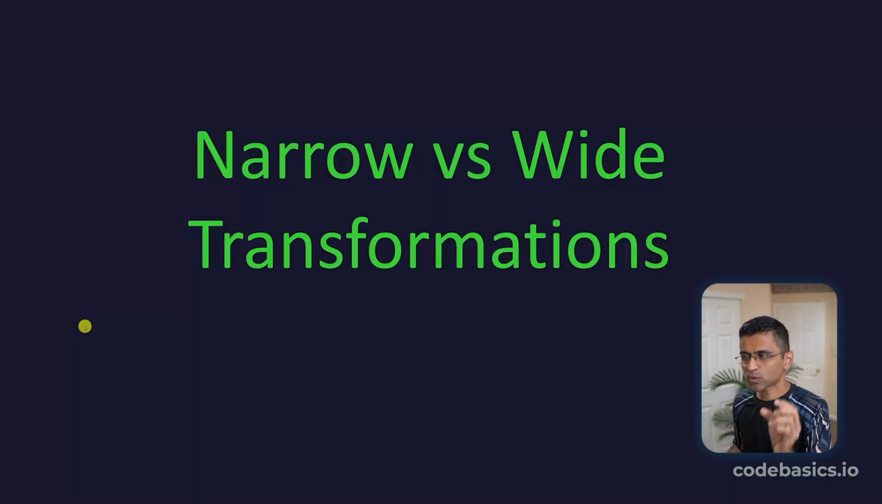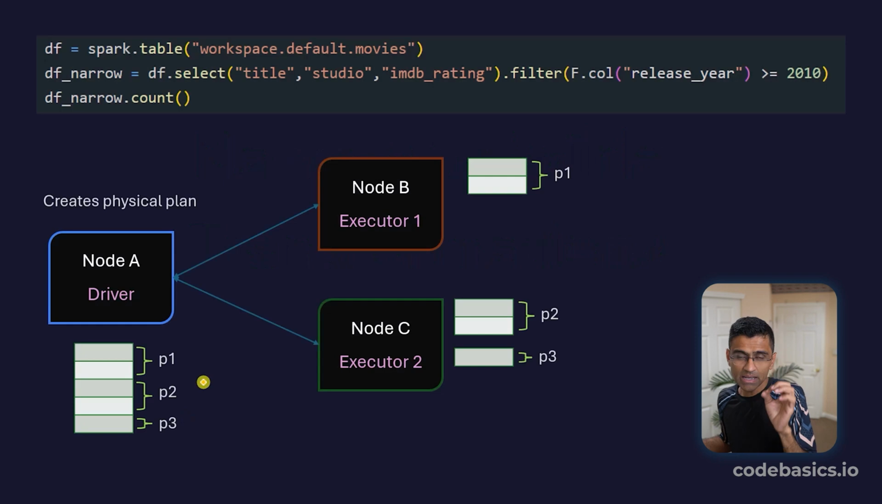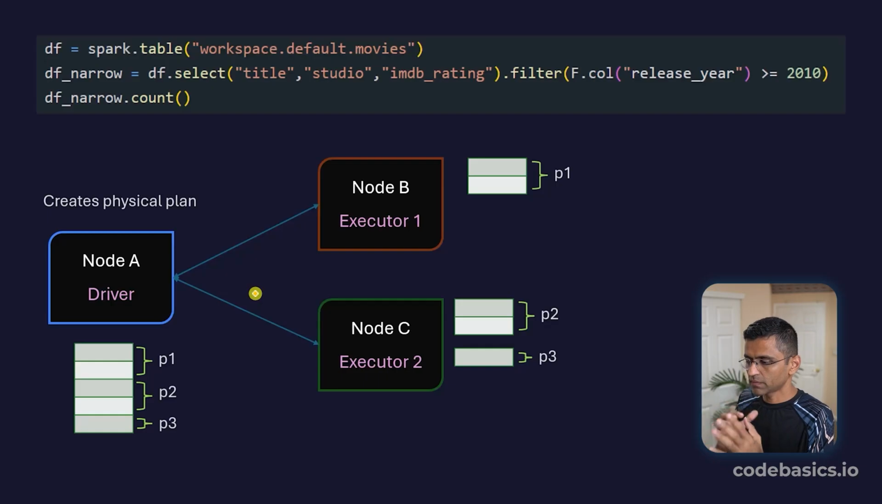Let us now discuss narrow versus wide transformations. The example that we saw before, where you are just filtering on data and selecting a bunch of columns, is a narrow transformation. A narrow transformation is one where you don't have to exchange data between different nodes.